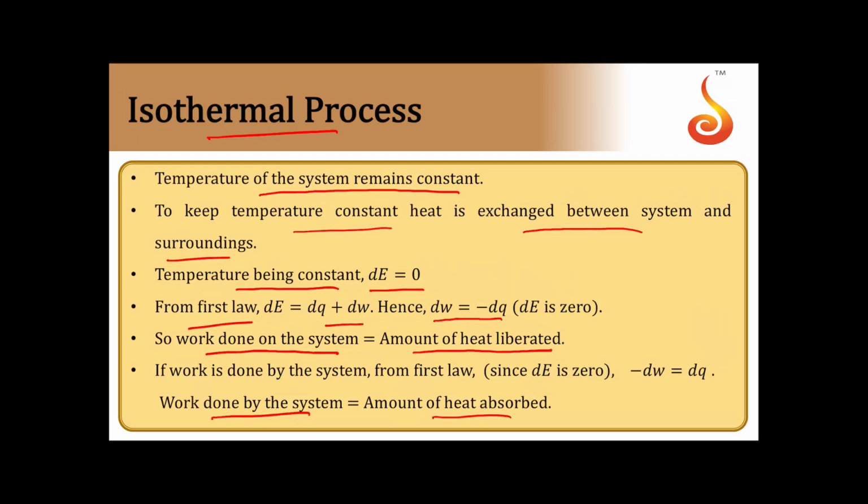Amount of it absorbed. So work done by the system means heat is absorbed. If work is done on the system, heat is liberated, in such a way that energy remains the same. So in an isothermal process, temperature remains the same, energy remains the same, and therefore dE is equal to 0 in an isothermal process.